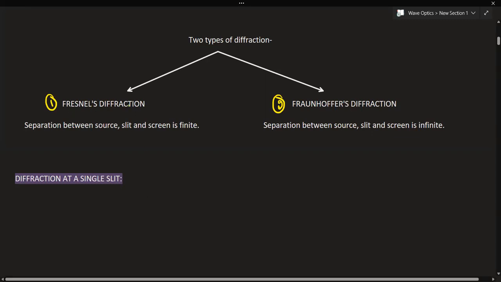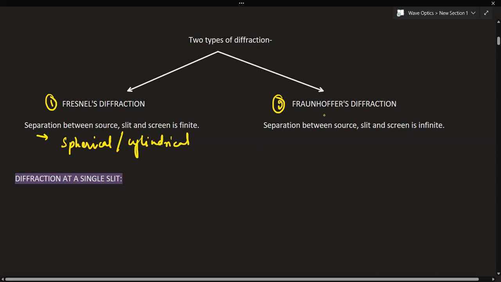In case of Fresnel's diffraction, the source and the screen are placed very close to the aperture or the obstacle, and the light after diffraction appears converging towards the screen, and hence no lens is required to observe it. So the incident wavefronts are spherical or cylindrical wavefronts.